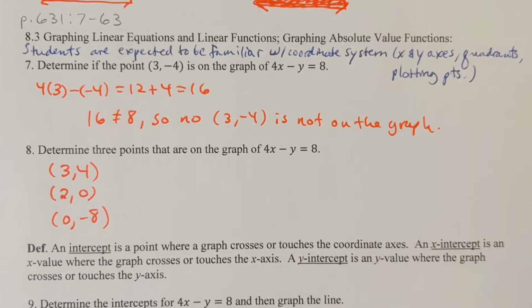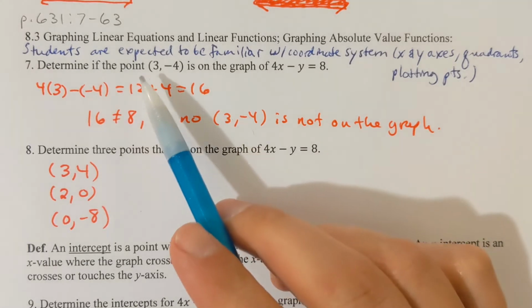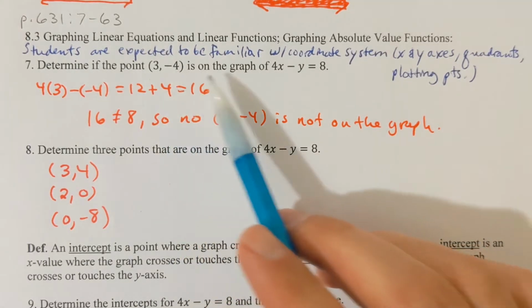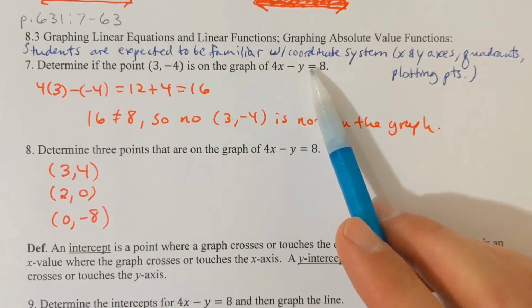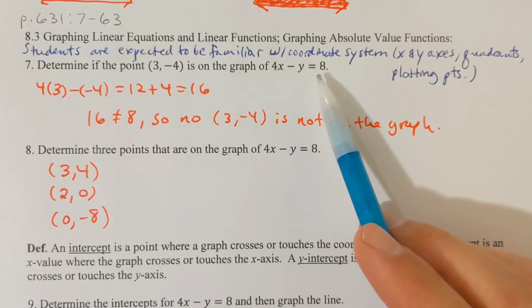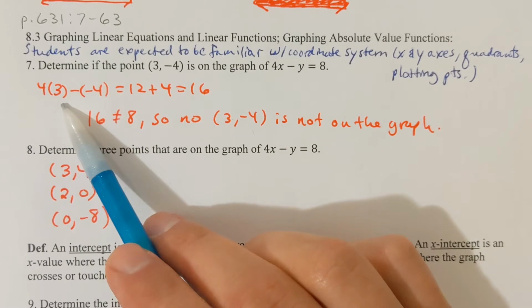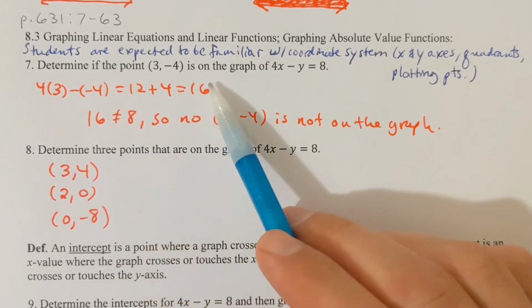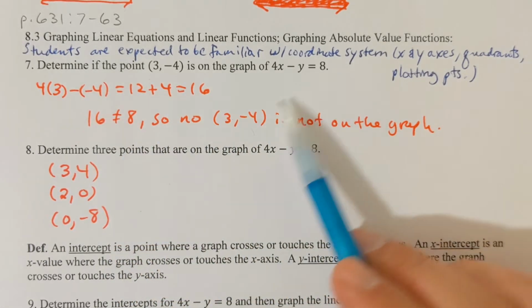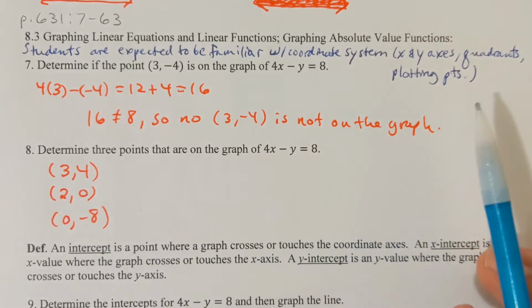So problem 7: determine if the point (3, -4) is on the graph of 4x minus y equals 8. In this problem, x is 3 and y is -4. If you plug in those numbers, would you get a true statement? Well, I've done that. x is 3, y is -4: 12 plus 4 is not 8. So no, this point would not be on the graph.